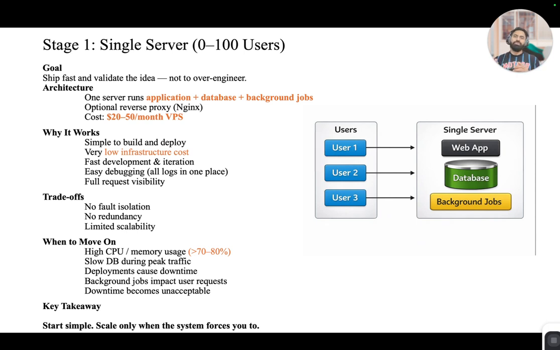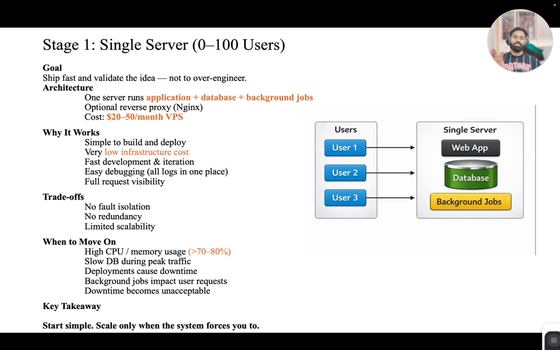So even a few minutes of downtime becomes unacceptable. So at this point, one server is doing too much. This is the moment every system reaches, the moment where simplicity turns into the bottleneck. And that's the signal to move to the next stage of scaling, right?